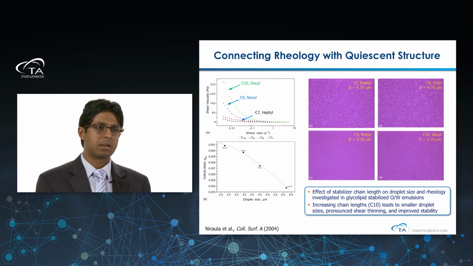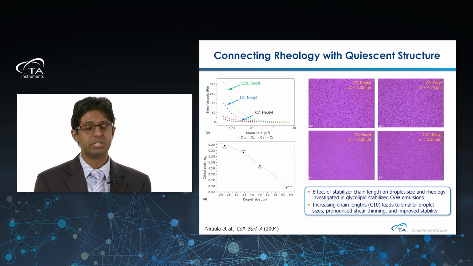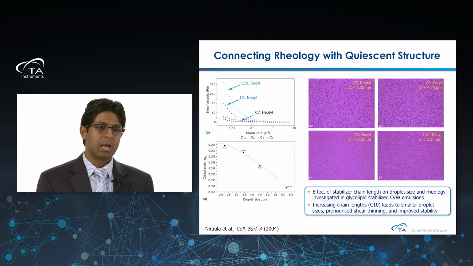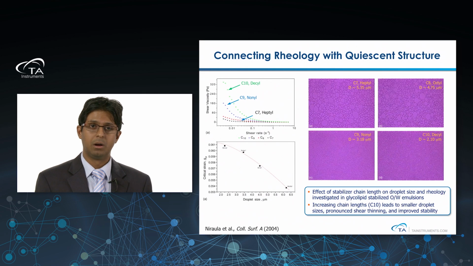We can also look at the critical strain, where we look at the strain at which we see a departure from linear viscoelasticity, and plot that for these different stabilizer materials. And again, the C10 material is the most stable of the lot. It has the greatest critical strain as measured through linear viscoelastic strain sweeps.